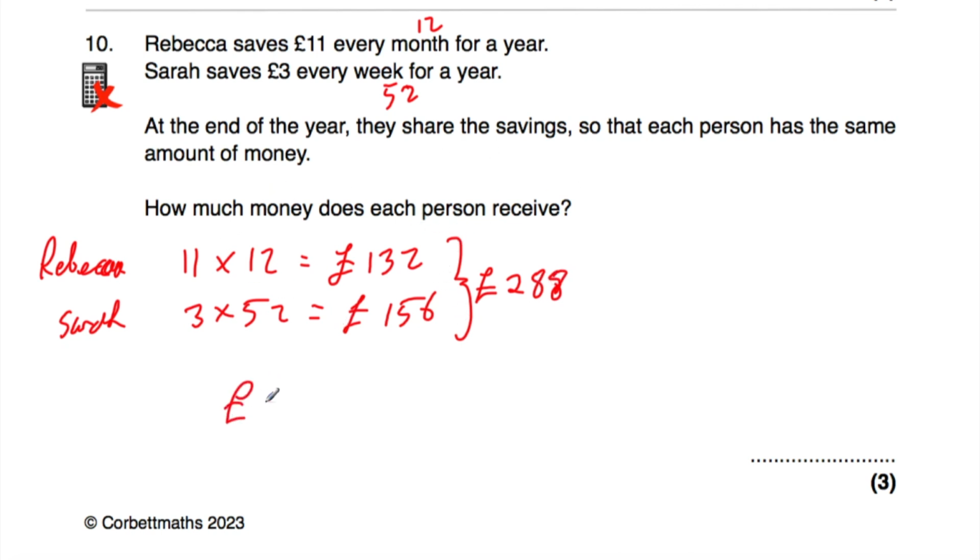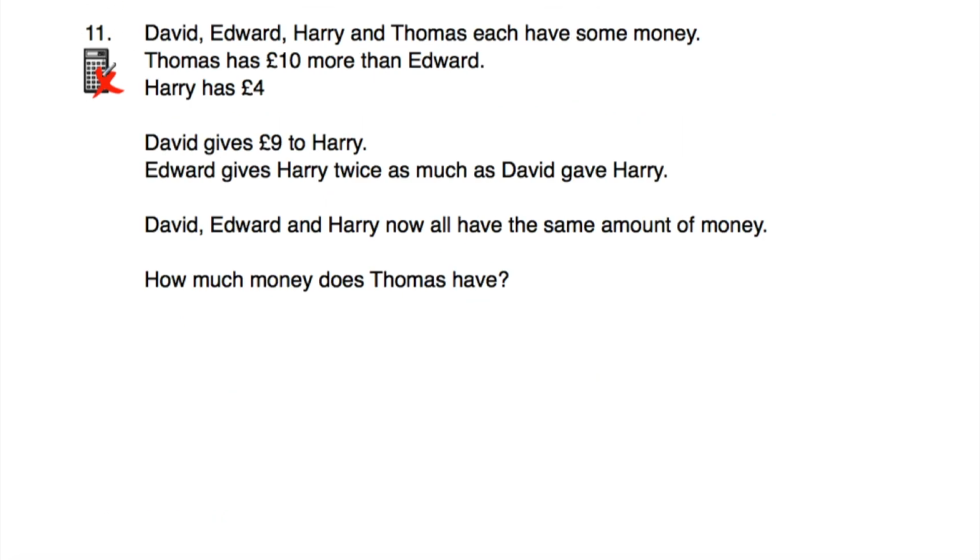So let's take the £288 and divide that by 2. And 288 divided by 2 would be equal to 144. So how much money does each person receive? The answer would be £144. And that's it. Okay, let's have a look at question number 11.